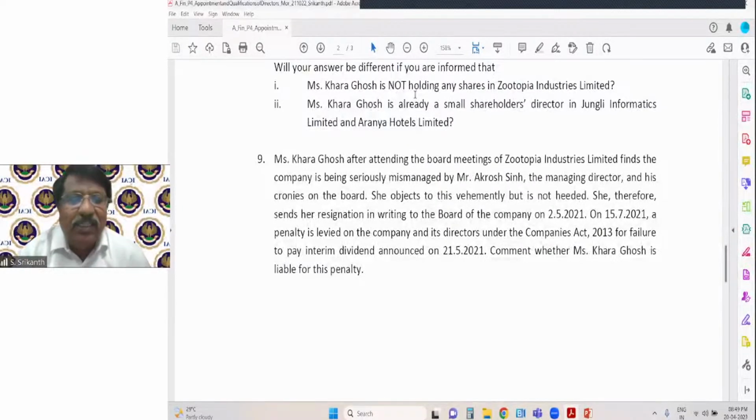See, the assumption is that she sent a DIR 11 to be on the safe side. Anyway, her resignation takes effect when it reaches the company. She sent it on 2/5. We shall presume that if it's sent by ordinary post, 48 hours, so 2, 3, 3, 4, 4, 5 over. She is resigned. On 15/7, it is levied for a dividend announced on 21/5. On 21/5, this lady was not a director at all. She resigned on 2/5, effective on 4/5. So Khara Ghosh is not liable for the penalty. Correct answer. Okay, so beautiful.